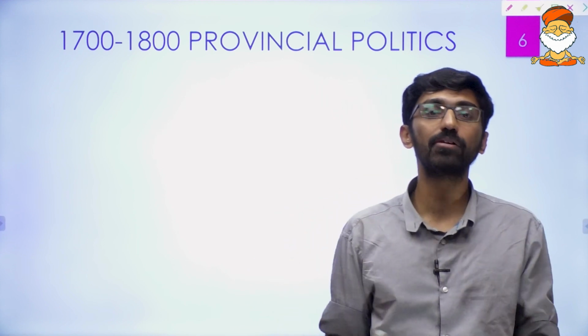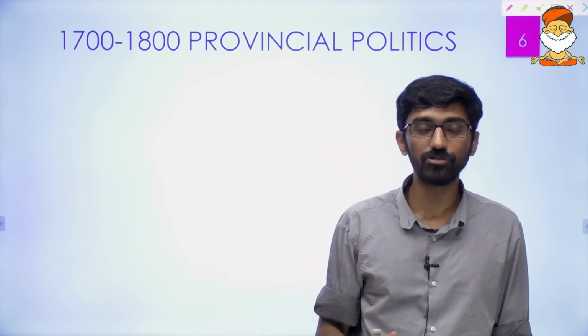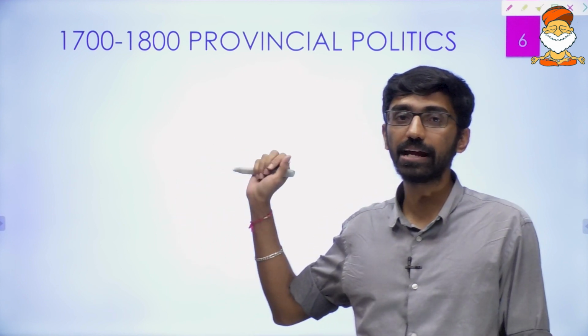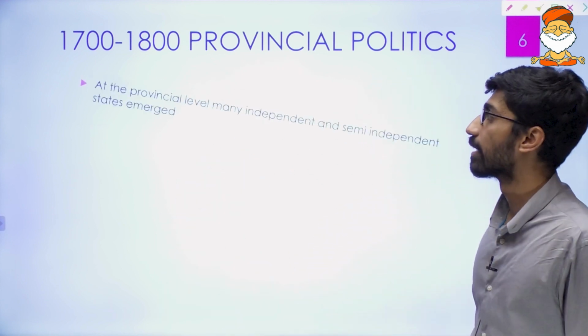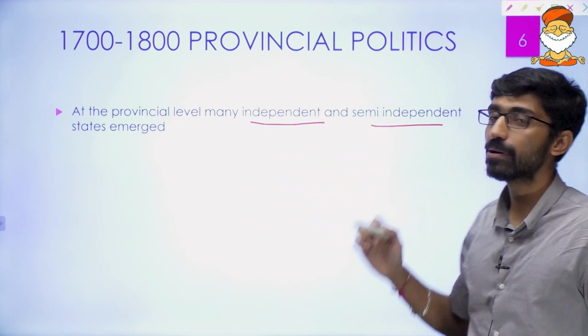So what was the provincial level politics? What was the nature of the political structure of India at the provincial level or at the regional level in the 18th century, that is 1700 to 1800. Now what happened at the provincial level? Many independent and semi-independent states emerged.